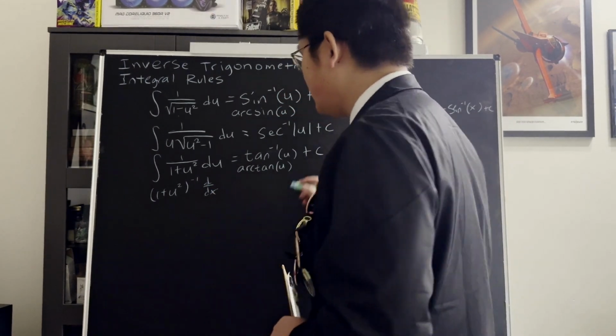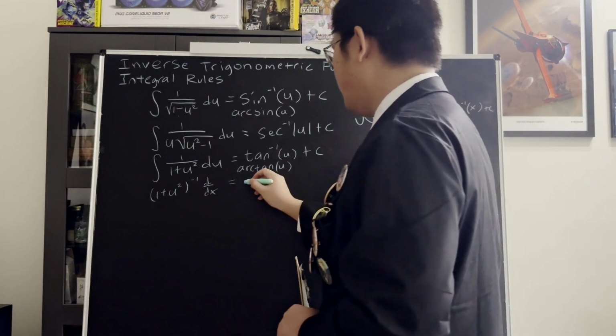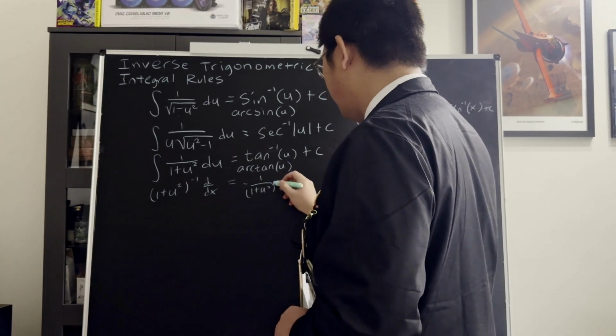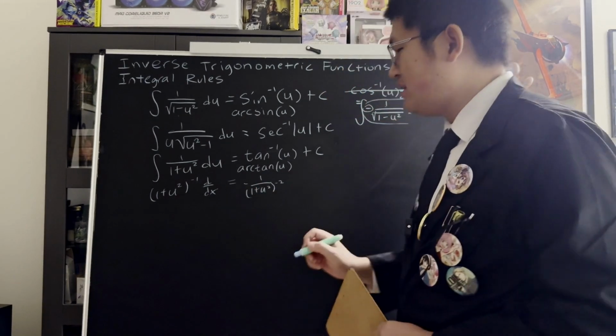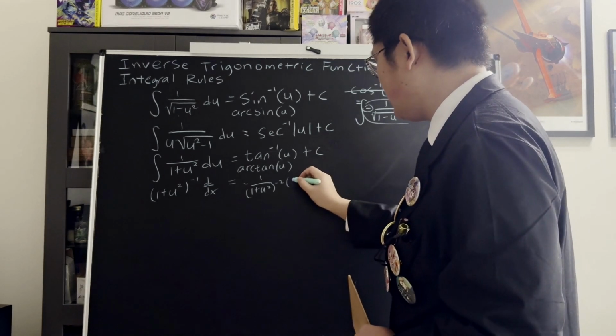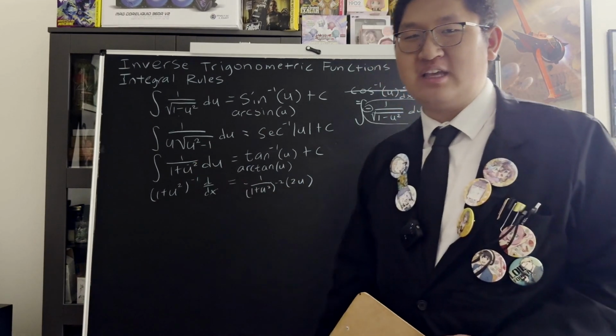Nope. This is not the result, because this results in something else entirely. We end up with negative 1 over 1 plus u squared, all raised to the negative 2 power instead, because of the exponent rule first, and then the chain rule is going to dictate that 2u needs to come out afterwards, not matching one bit with the integral.